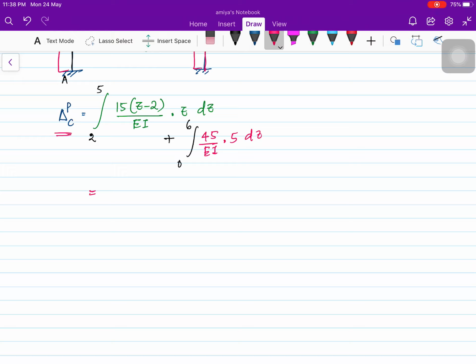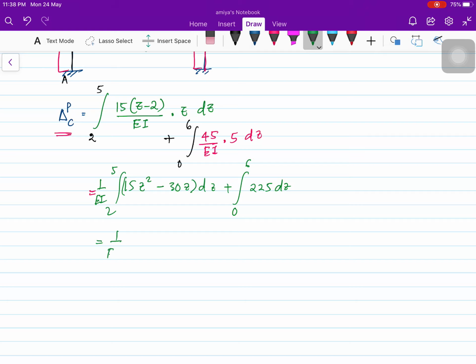So this will be 15, if I open this bracket, this will be 15z square minus 30z, integrating 2 to 5 dz, plus this is 225 dz. So 1 by EI I am just taking outside for both the integral. This is from 0 to 6.